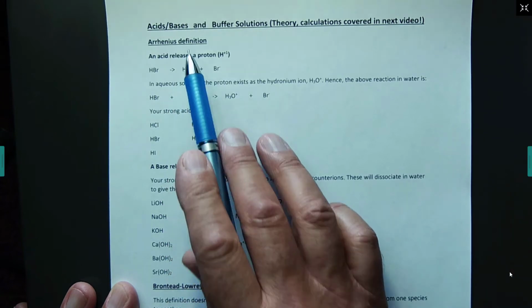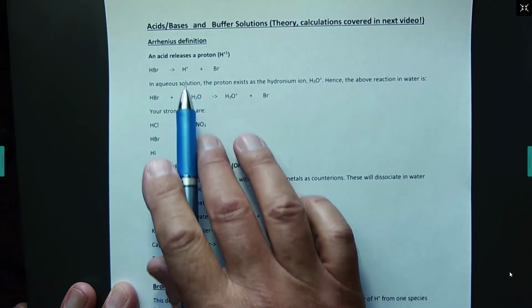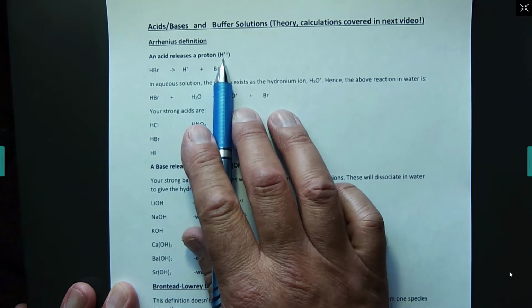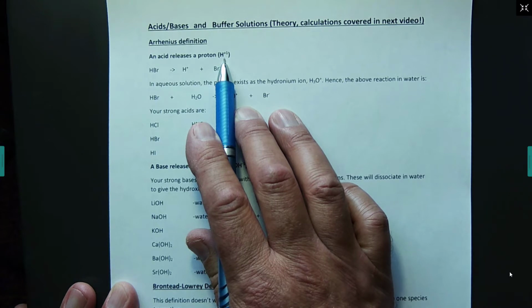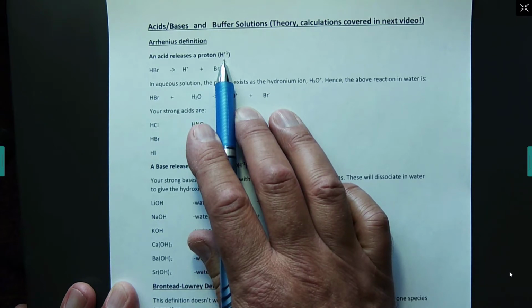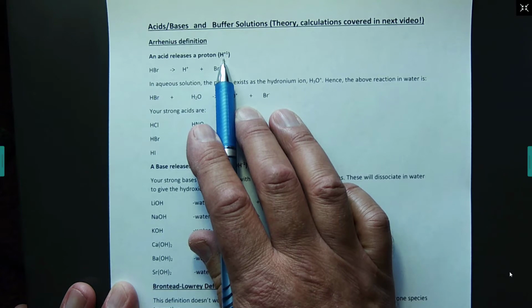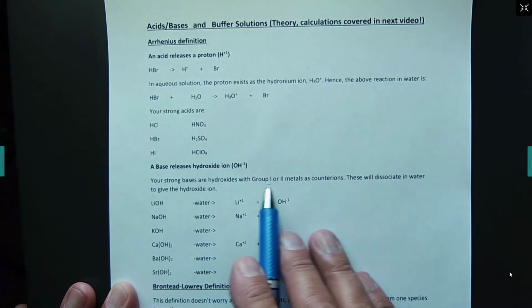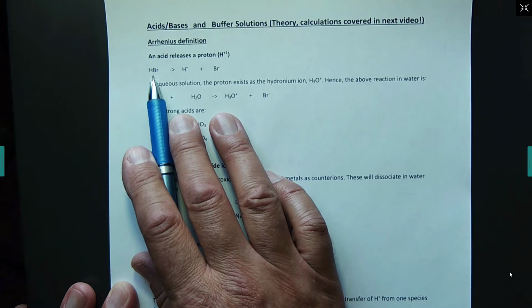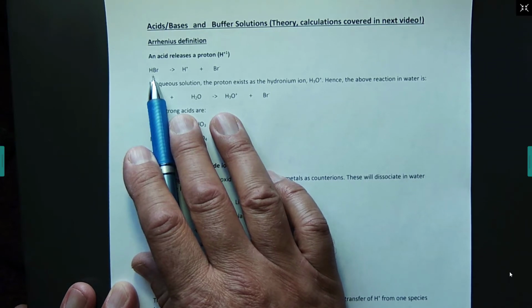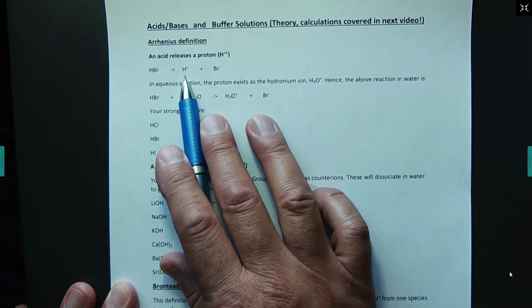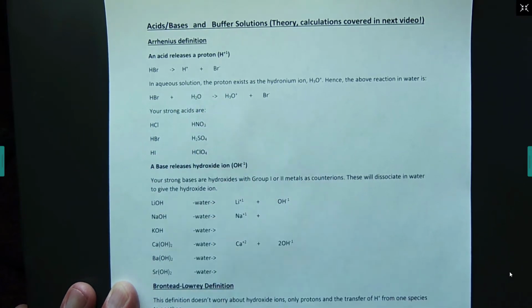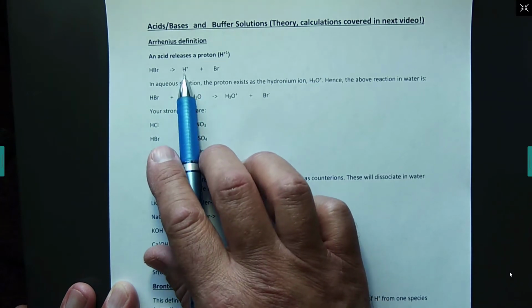The Arrhenius definition of an acid and a base. An acid is anything that spits out a proton. H plus is a proton. A hydrogen atom where you've removed the electron is merely a proton. So, typical example of something behaving as an acid, hydrobromic acid can dissociate into bromide ion and a proton.